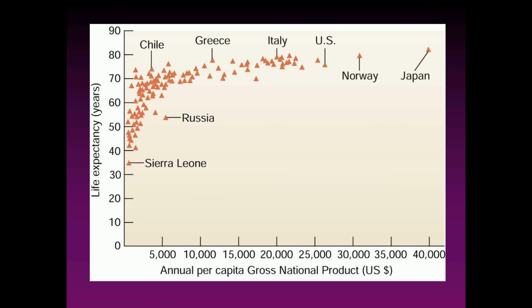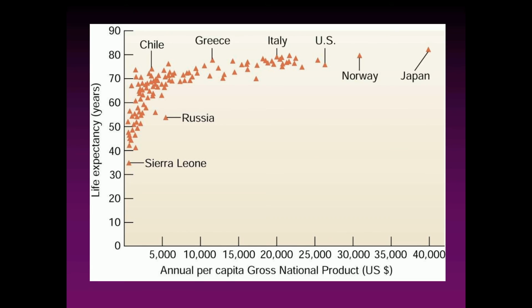Looking at this graph, on the y-axis you have life expectancy. On the x-axis, you have annual gross national product per capita. Basically, how much money does the country earn per person? So if you look at a country like Japan, very high gross national product, and also very high life expectancy. Norway, same. The US tends to be up there. But then you look at other countries, Sierra Leone, very low, with a very low life expectancy.